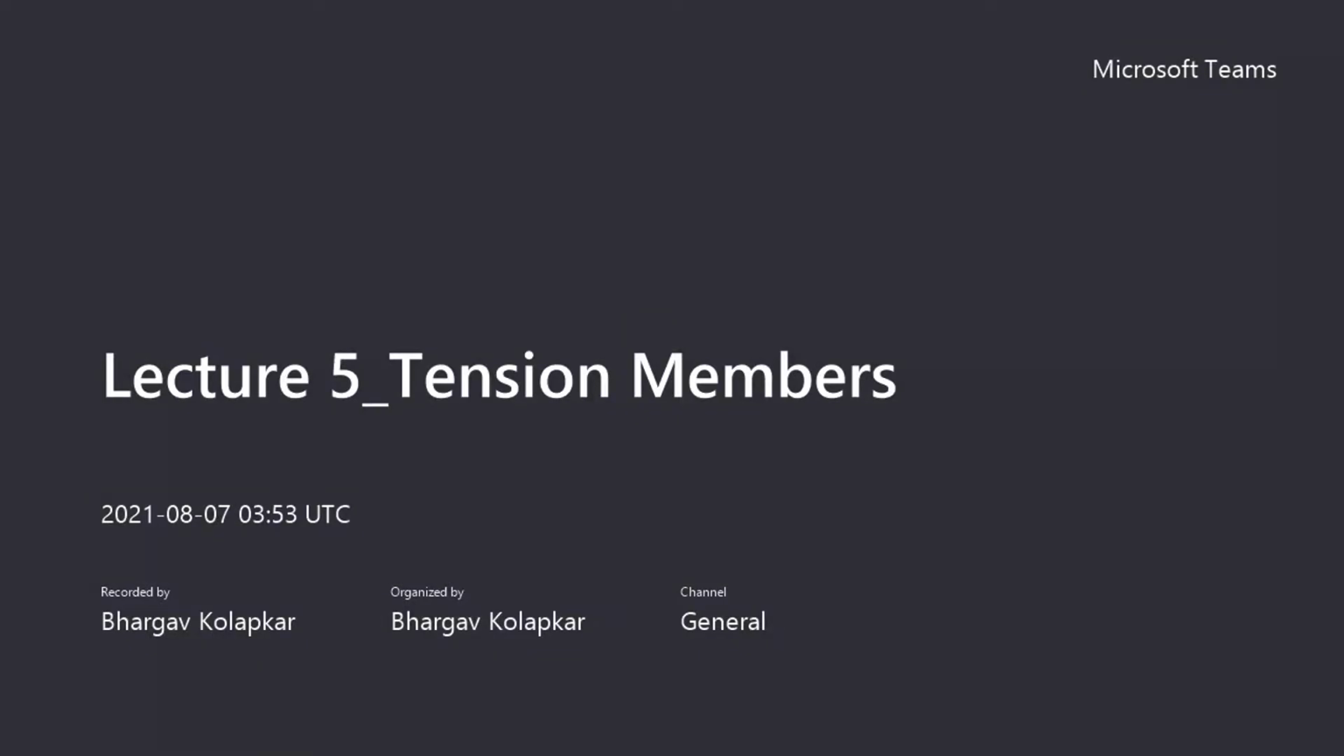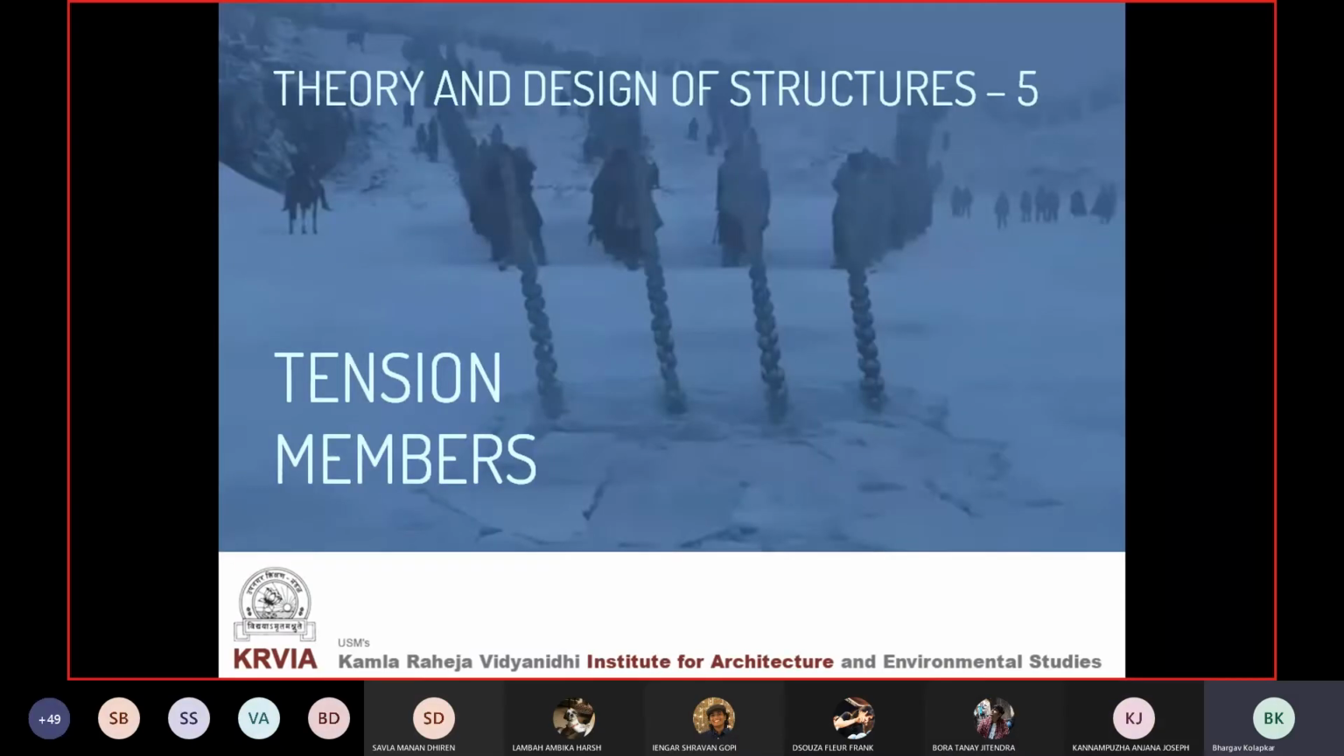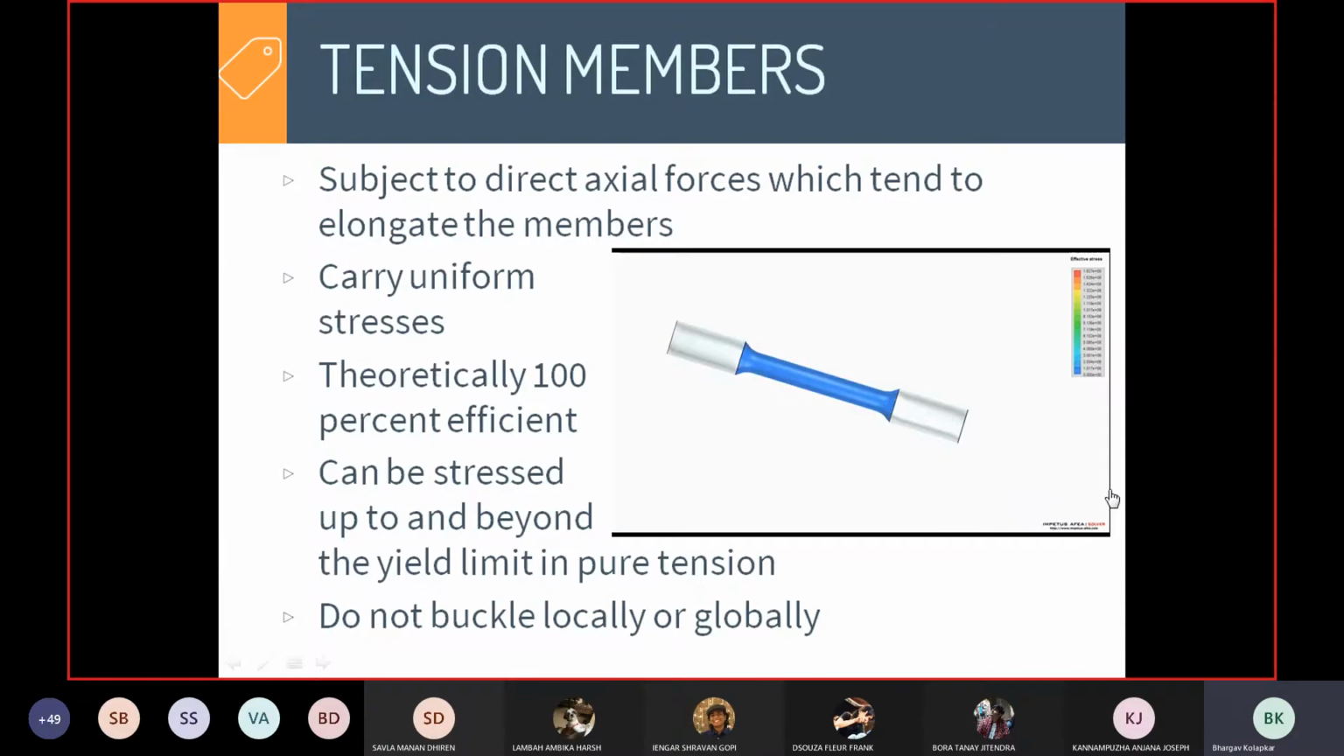In our last lecture, we looked at how we can classify different members based on their force transfer mechanism. So we saw that we could expect tension members, compression members, and beam columns in a typical structure. Now we have already looked at an introduction to what tension members are. So, just to brush up and give it a good start, tension members are structural elements that are subject to direct axial forces which tend to elongate the members.